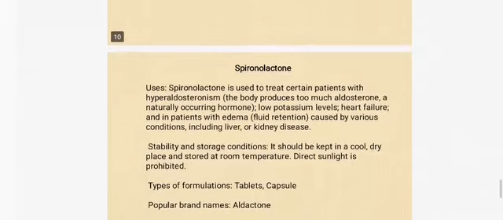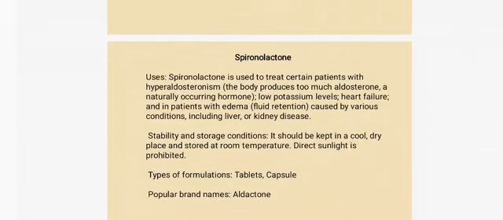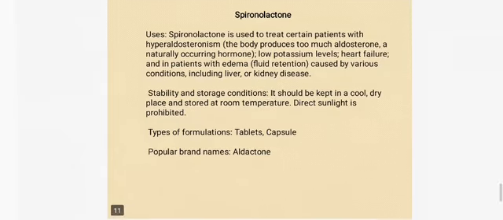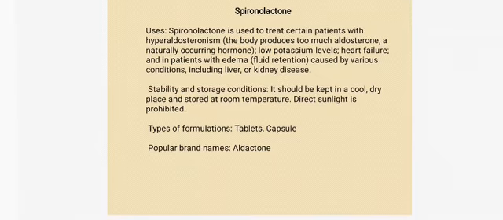And the last is spironolactone. It is used to treat certain patients with hyperaldosteronism. This is the condition when the body produces too much aldosterone, a naturally occurring hormone. It is also used for low potassium level, heart failure, and in patients with edema caused by various conditions including liver or kidney disease. It should be kept in a cool and dry place and stored at room temperature, and direct sunlight is prohibited. It is available in the form of tablets and capsules, and the popular brand name is Aldactone.